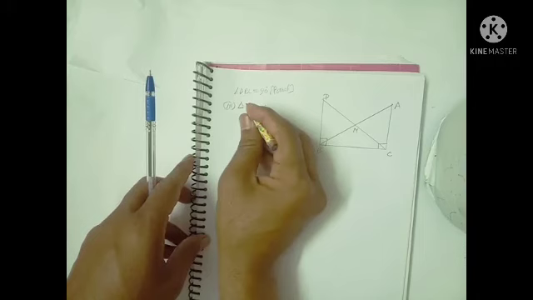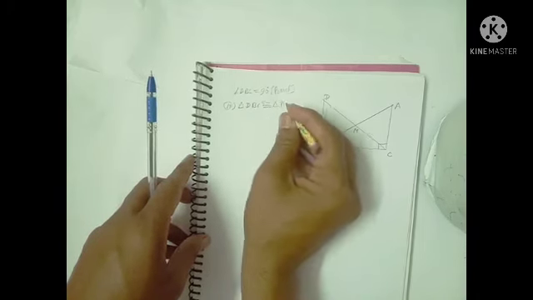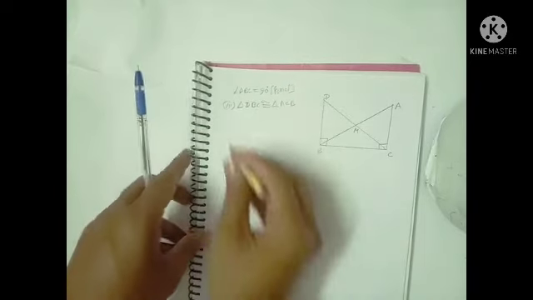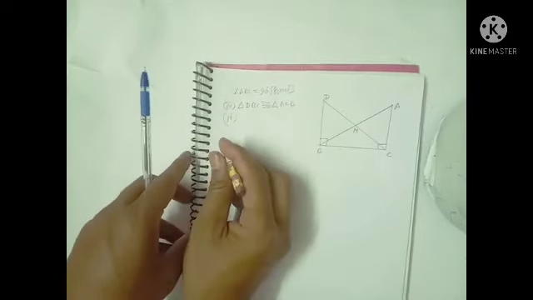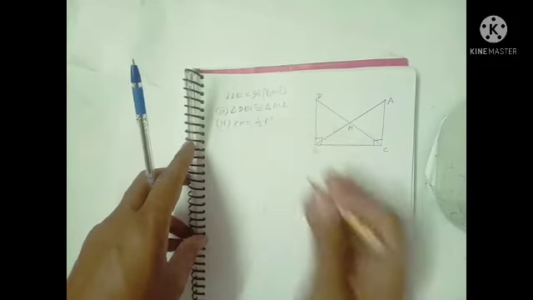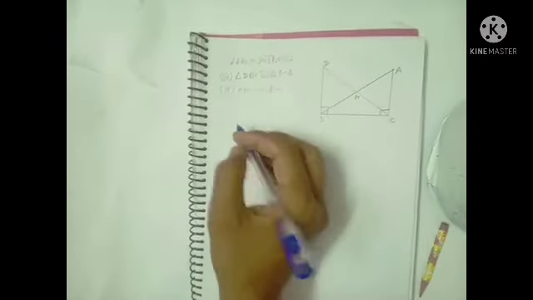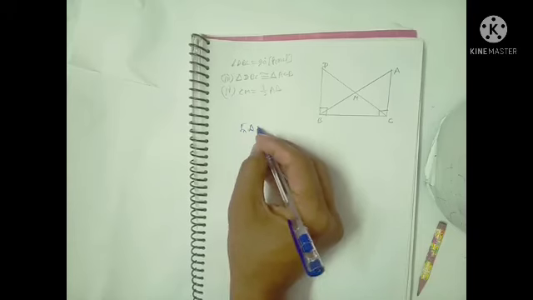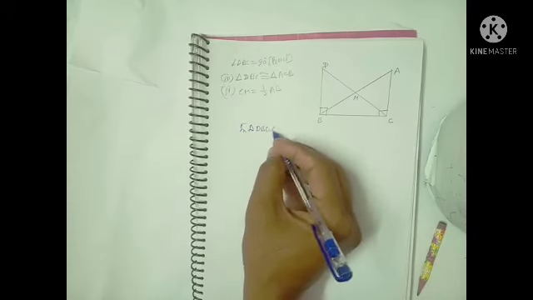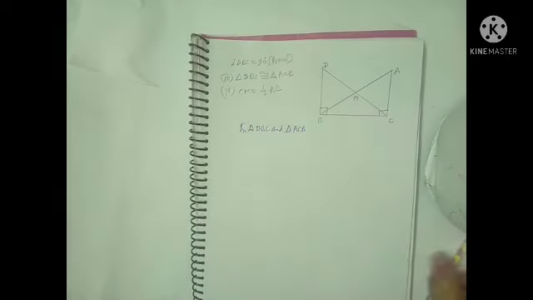Triangle DBC is congruent to triangle ACB. And the last, fourth thing we have to prove: CM is equal to half of AB. CM is equal to half of AB. So now we are completing here. In triangle DBC and triangle ACB, what can you observe?